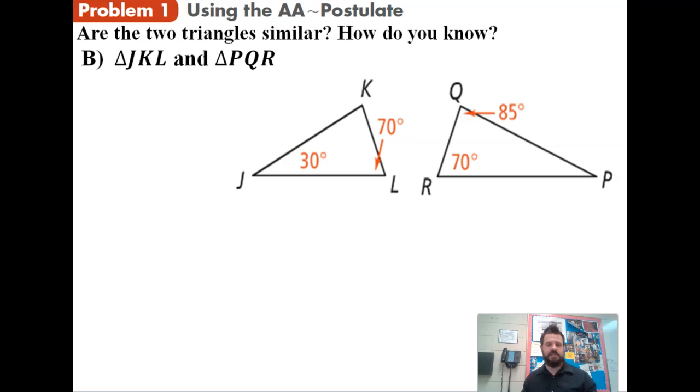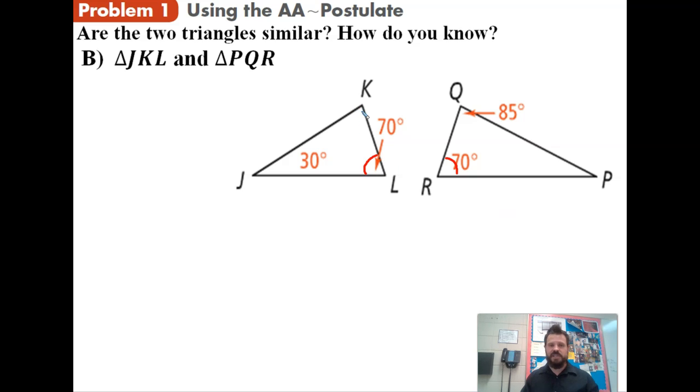Let's take a look at another example in part B. It says again, are the triangles similar? How do you know? So this time I'm given two triangles, and both of them have an angle measuring 70. So that'll be one out of the two congruent angles I need to say they're similar. And then notice it didn't quite give me the matching angles for the other measurements. It gave me angle J as 30, but it didn't give me the corresponding angle P. Also, it gave me angle Q on the right triangle, but not the corresponding angle K on the left.